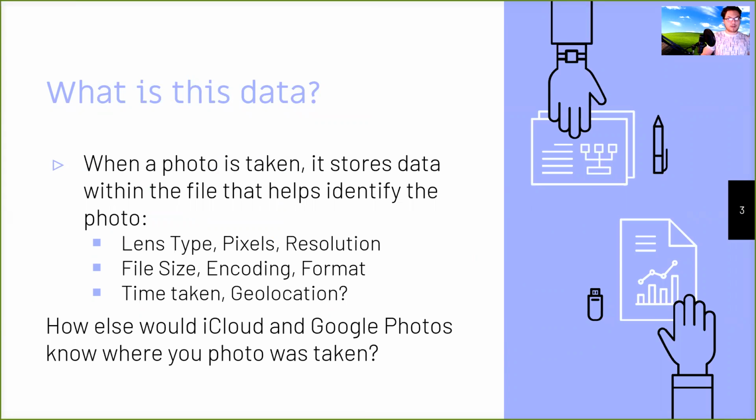Every time you snap a photo and you have geolocation on your device, most of this stuff is being saved inside the photo file, but you don't see it. You just see the photo. If you turn geolocation and location services off, you're still going to get your lens types and pixels and resolutions and all that data, but it won't include any of the location tracking.